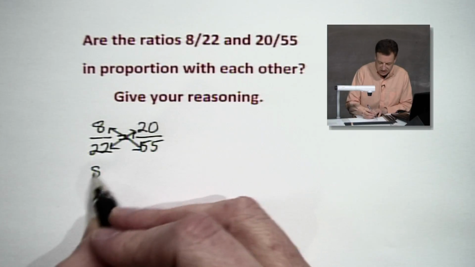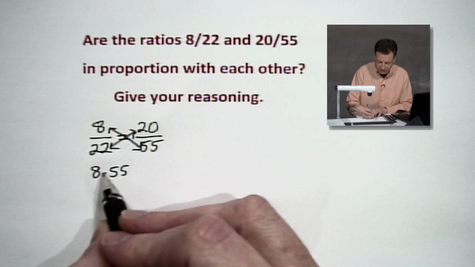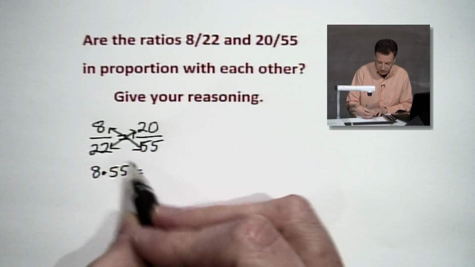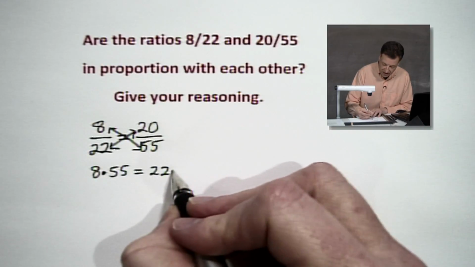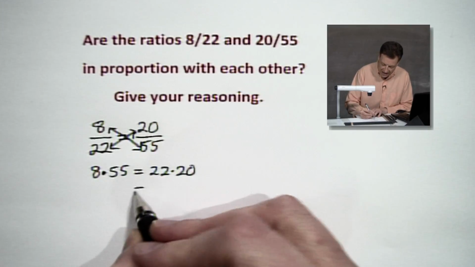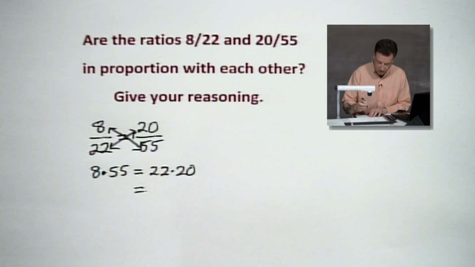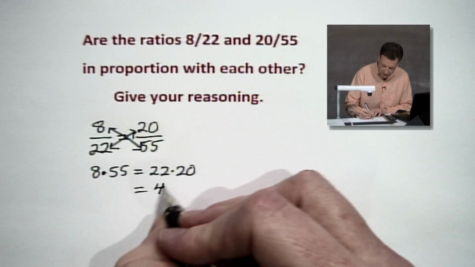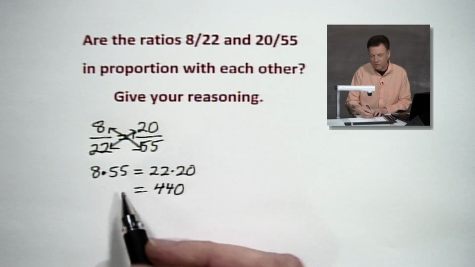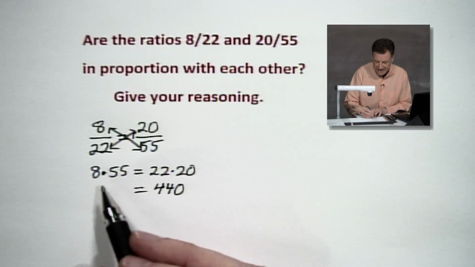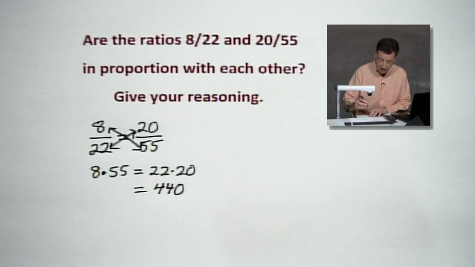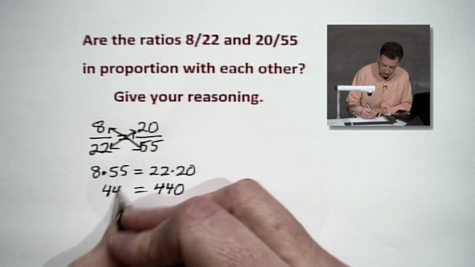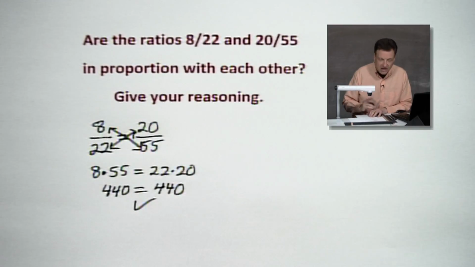So we're going to check to see, does 8 times 55 also equal what's on the other side, 22 times 20? I think 22 times 20 is pretty easy to figure out. It should be 440. And you know what? If you multiply 55 times 8, if you need to go to your calculator, go for it. It's going to be 440 also. Not a trick question today. They are proportional. They are in proportion to each other.